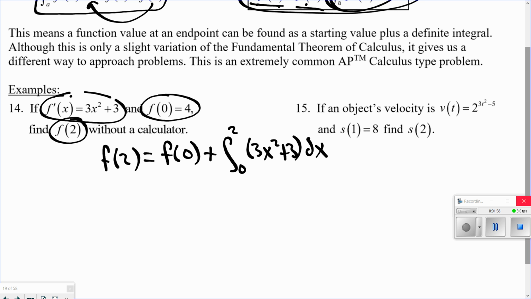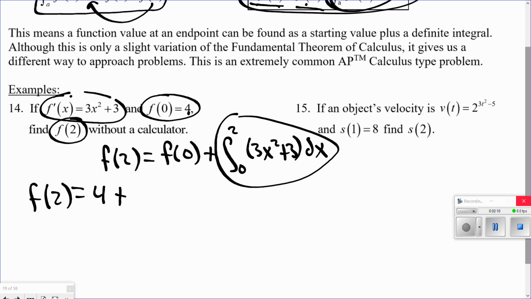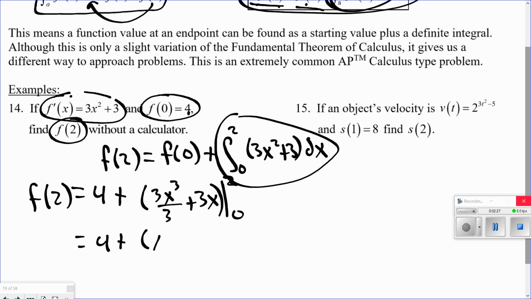Okay, so let's work this out. That means f of 2 is equal to f of 0. Well, it tells us f of 0 equals 4, so 4 plus, and I need to figure out what this is equal to, so let's integrate it. That would be 3x cubed over 3 plus 3x, evaluating from 0 to 2. So I end up getting 4 plus x cubed plus 3x, again evaluating from 0 to 2.